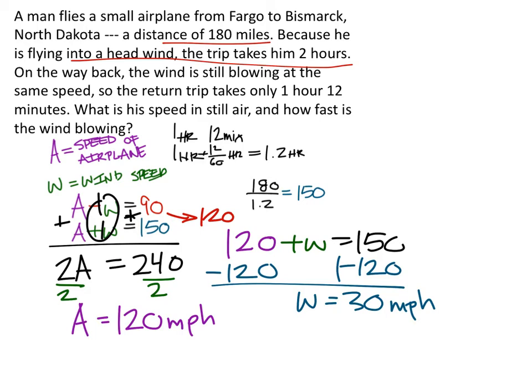The difference between those, the 120 and the 90 and 150, is going to be the same because of the average. So how far away is 120 from 90? 30. Well, how far away is it from 150? 30. So clearly the speed of the wind was 30 miles per hour.